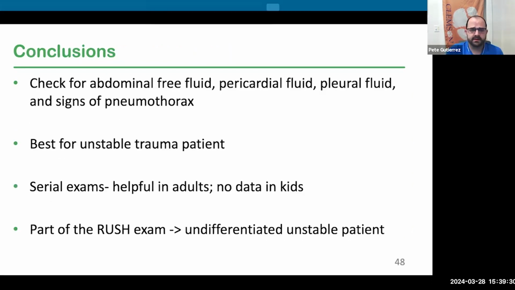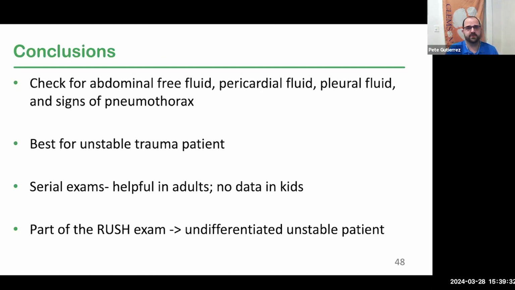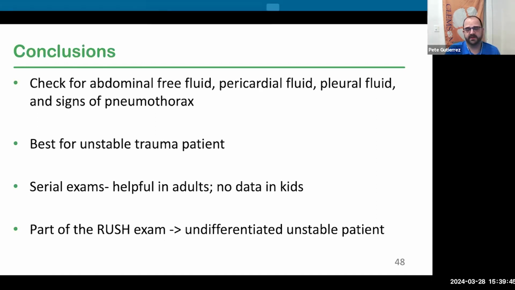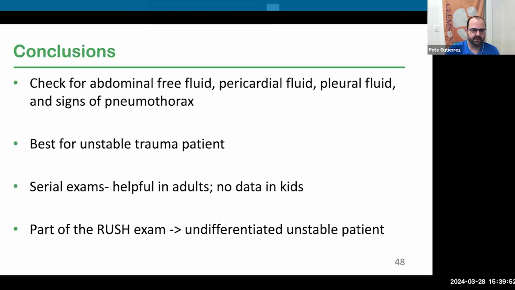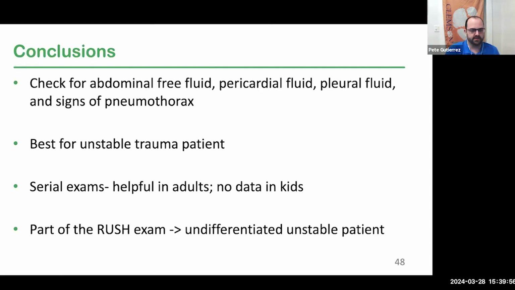So in conclusion, the EFAST is used to check for abdominal free fluid, pericardial fluid, pleural fluid, and then signs of pneumothorax. They are best in the unstable trauma patient. Serial exams have been found to be helpful in adults, but no data in kids. And an EFAST exam is a big part of the RUSH exam, that rapid ultrasound for shock and hypotension, your approach to the undifferentiated unstable patient.